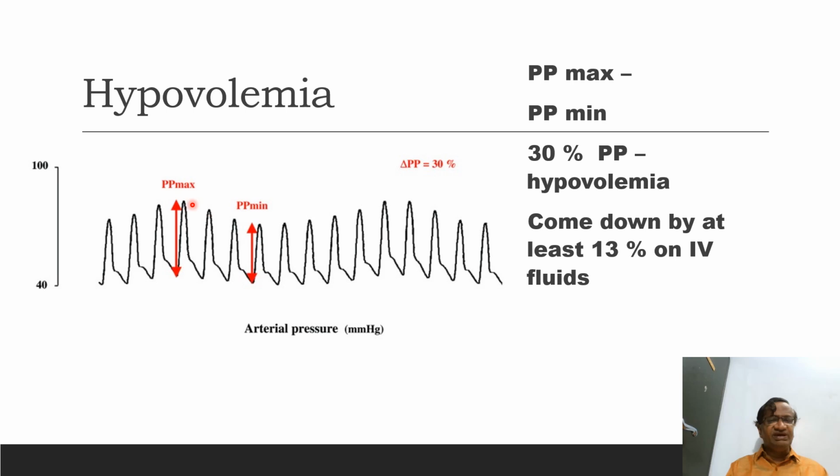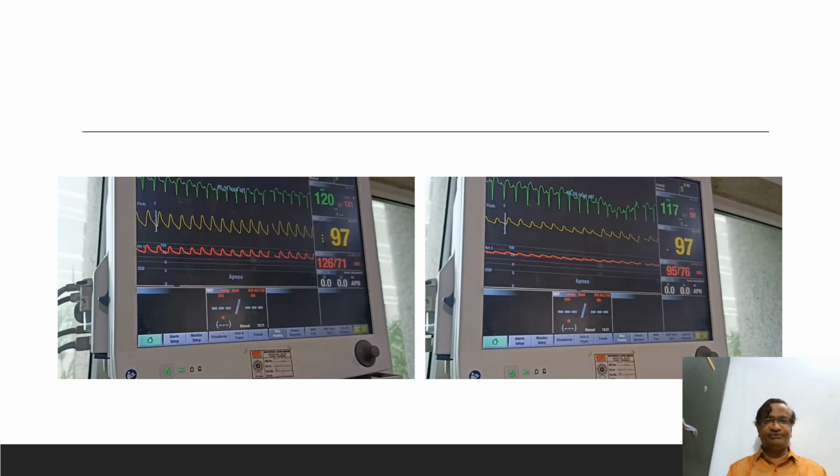A difference between the minimum and maximum of more than 30% means you have hypovolemia. Give fluids, and it will come down by 13 to 14%. Then hypovolemia is clear. So PP max and PP min, this difference should not be 30%.